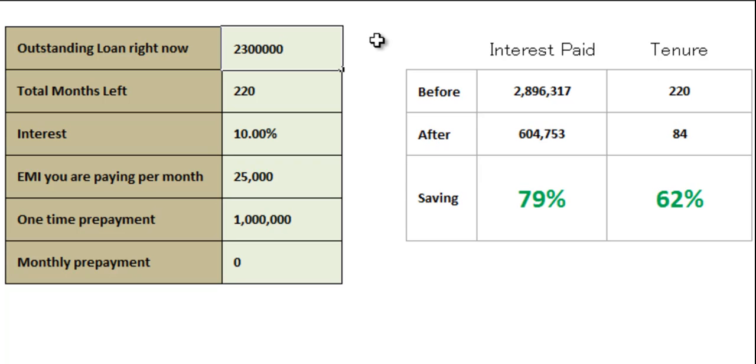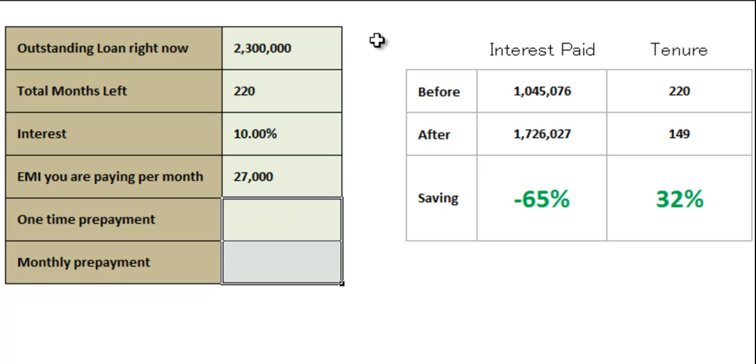So if you have a loan of, say, 20 years, for example, and you have already paid for 20 months, just as an example, then what is your outstanding loan? Let's say it is 23 lakh rupees. And what is the total months left? So out of 240 months, you have paid for 20 months. So 220 months are left. Interest rate, let's say, is 10%. And what is the EMI? EMI, let's say, is 27,000 rupees. This is what you have to put. So your current EMI is this much.